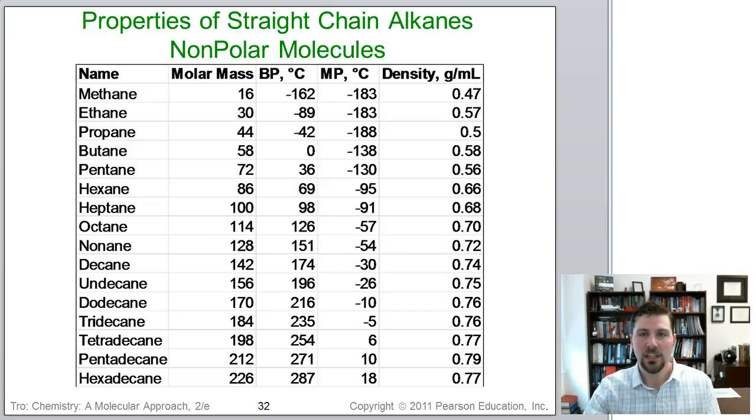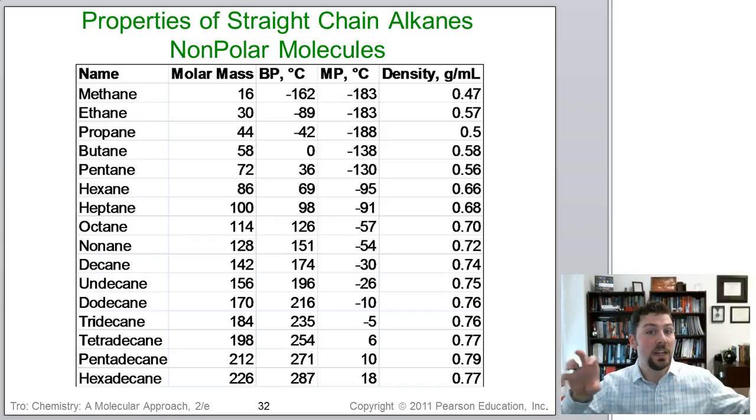Okay, here's straight chain alkane molecules. Now, if you'll remember, alkanes are just connections of carbon atoms. So methane, we have one carbon atom, we have 2 in ethane, 3 in propane, 4 in butane, 5 in pentane, and so on and so forth. So our chain of carbon atoms is getting longer and longer and longer.